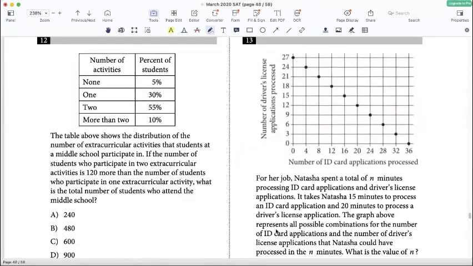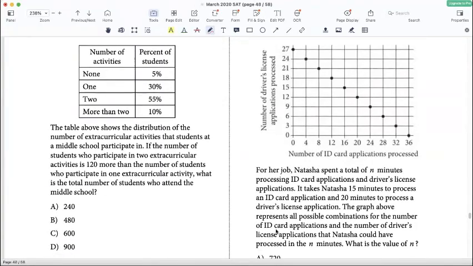The table above shows the distribution of the number of extracurricular activities that students at a middle school participate in. If the number of students who participate in 2 extracurricular activities is 120 more than the number of students who participate in 1 extracurricular activity, what is the total number of students who attend the middle school?